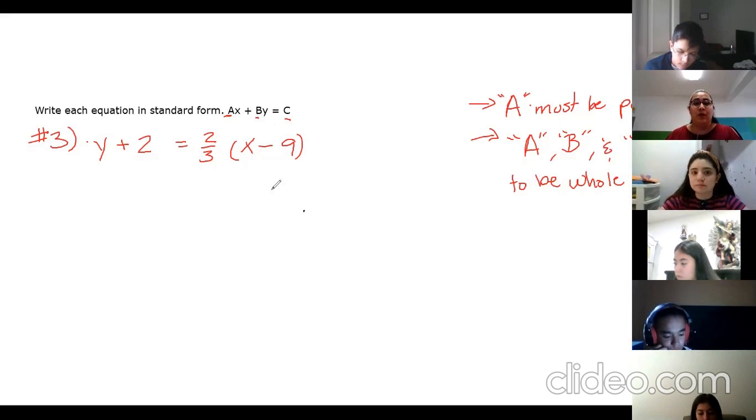What do we start off with? Maybe adding 9? No, we cannot add 9 here because first the 9 is being multiplied, so I really can't get rid of it yet. What do I do? Come on, guys. We've seen a lot of properties and how to solve equations. Divide by 2/3? No, I can't yet.